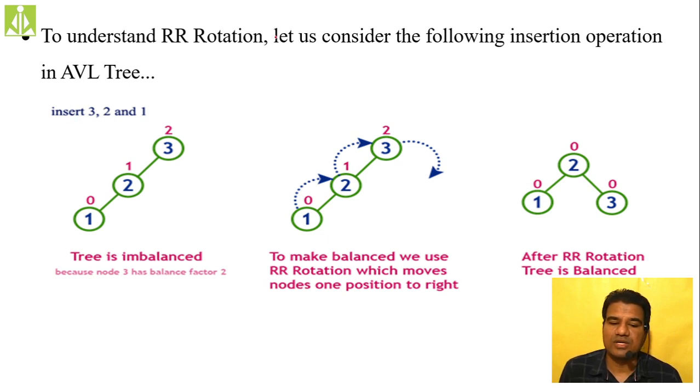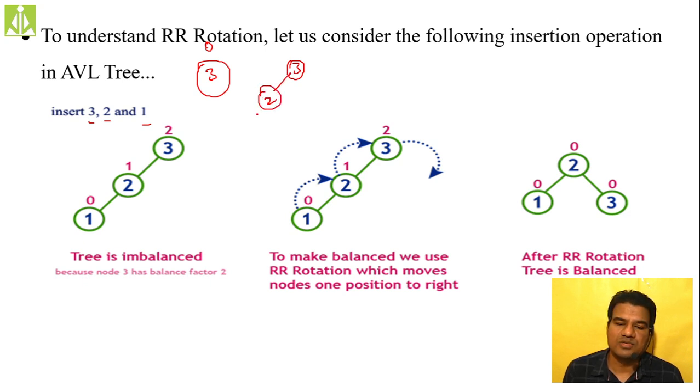To understand the RR rotation, let us consider the following insertion operation. First we insert 3, then 2, then 1. Inserting 3, calculating the balance factor, 0 minus 0, 0. Nothing changed. Then insert 2. We compare 2 with 3, it is smaller, so we make 2 the left child. Now calculate the balance factor. For 2, balance factor is 0, and for 3, balance factor is 1, because left side subtree height is 1 and right side subtree height is 0, so 1 minus 0 becomes 1. Still the tree is an AVL tree, because we did not lose the balance factor.